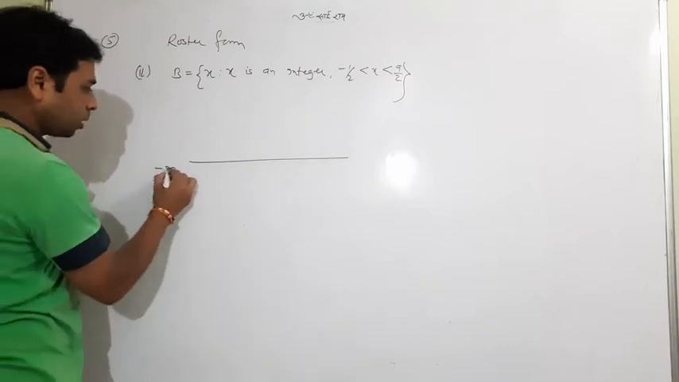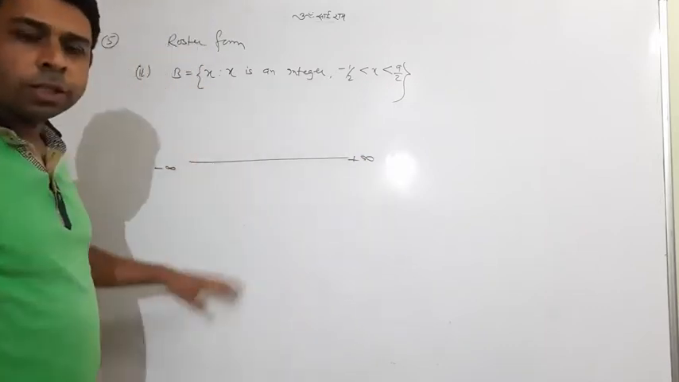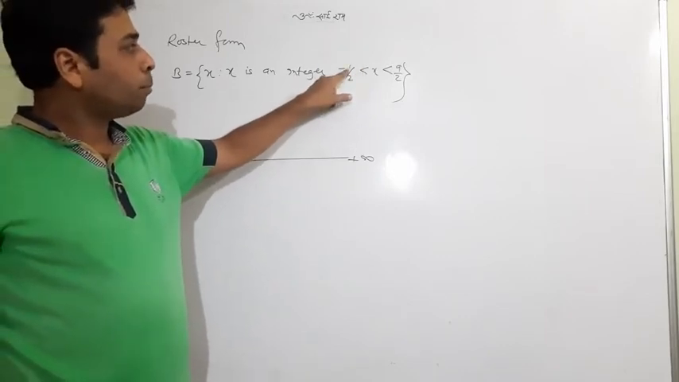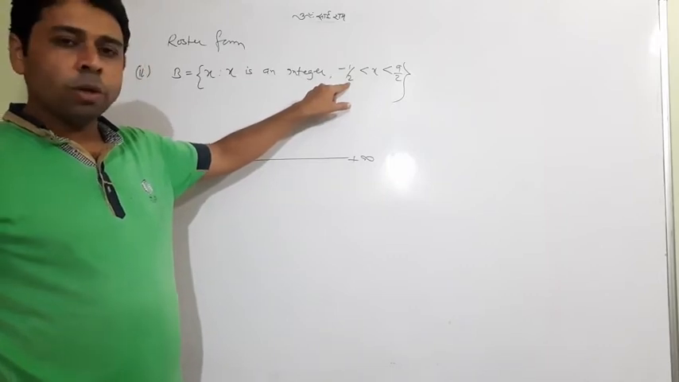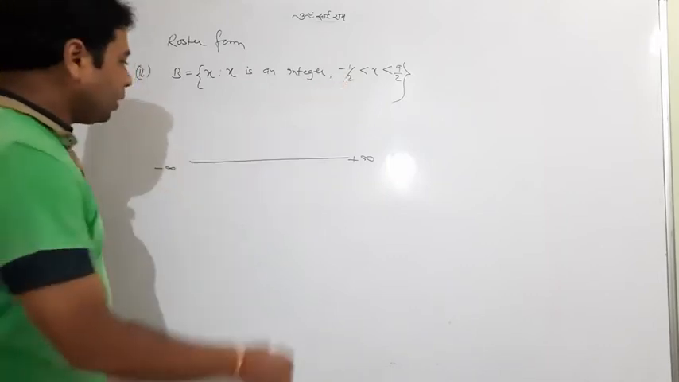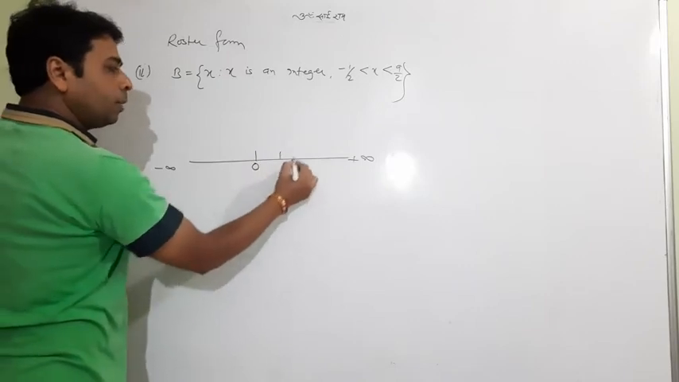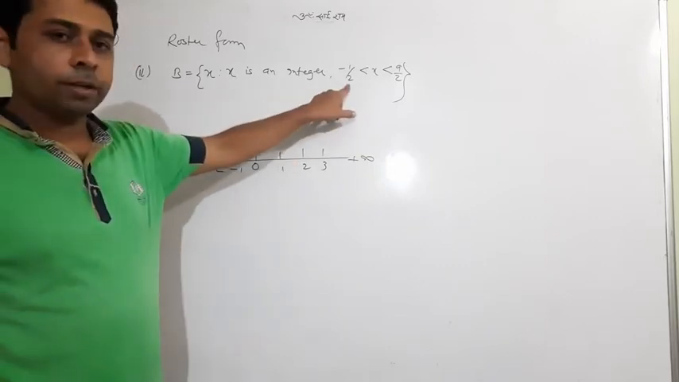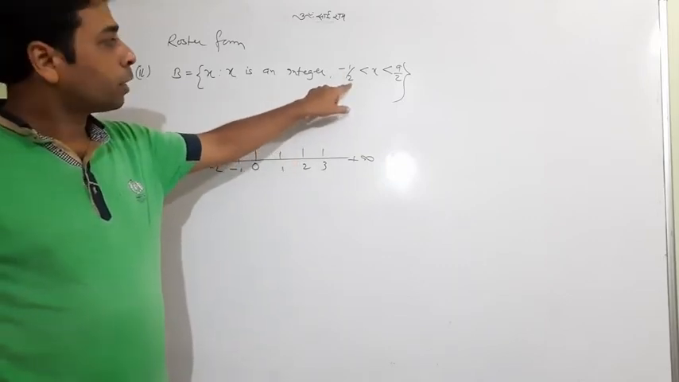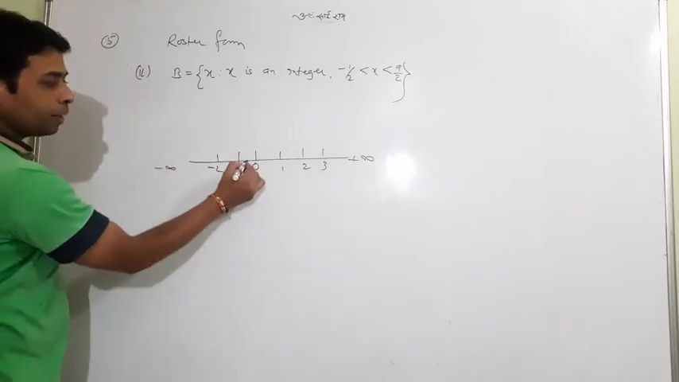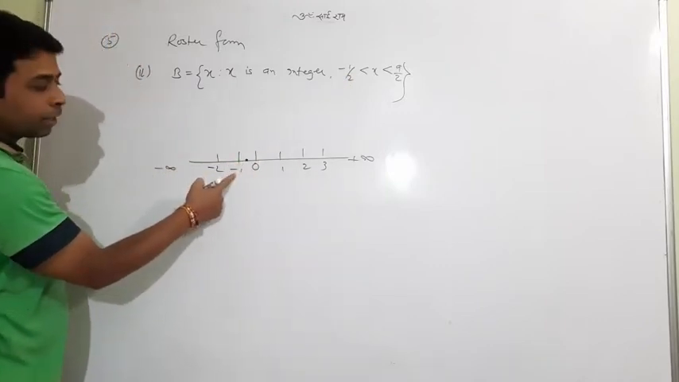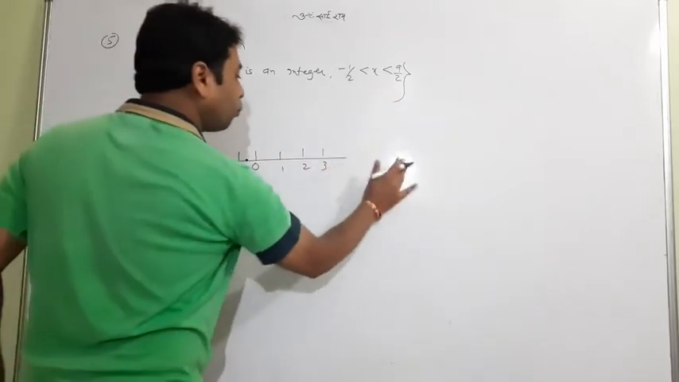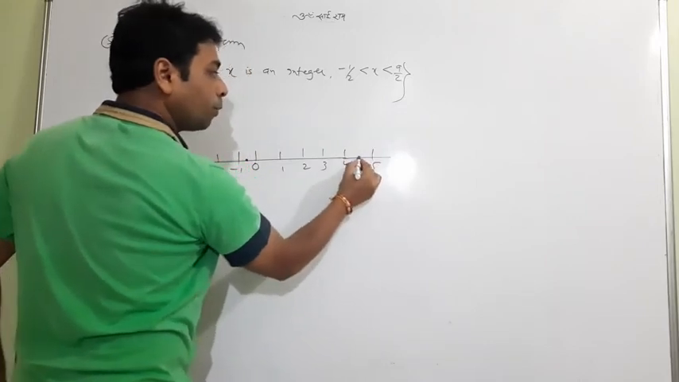It is infinite, plus infinity, minus infinity. It is an integer line. So what restrictions are given? 1/2. You should know 1/2 means 0.5. Suppose it is 0, 1, 2, 3, minus 1, minus 2 and so on. Where is it located? Minus 1/2 is located, meaning minus 0.5, is here, between minus 1 and 0. And 9/2 means 4.5. So where is 4.5? Between 4 and 5.